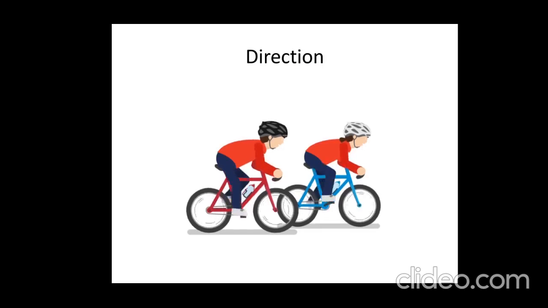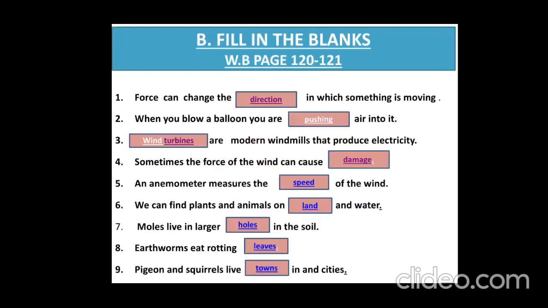Let me see an example. I can see two cyclists riding their cycles here. Do you know how to ride a cycle, my dear students? Alright. Is it fun? Do you enjoy cycling? Now if you are cycling and if you want to move left or right, can you do it? You can. So as you're pedaling the cycle, if you want to move in a different direction, you have to apply force on the handlebars. So when you apply force on handlebars as you're pedaling the cycle, it will change the direction. So force can change the direction in which something is moving.